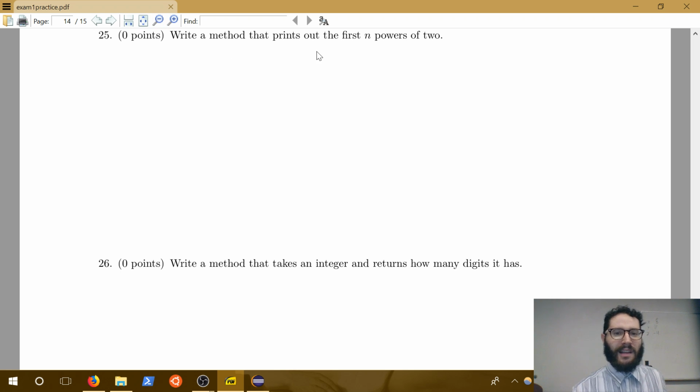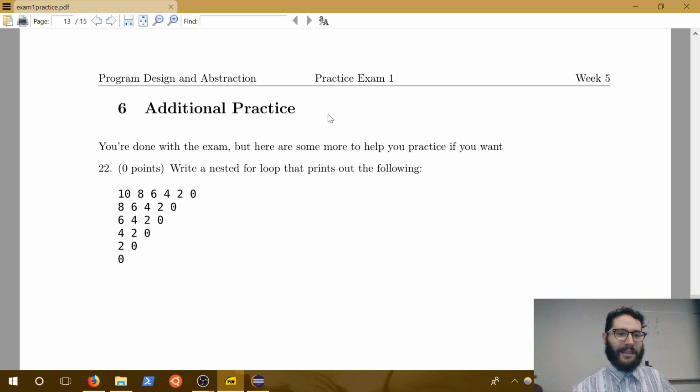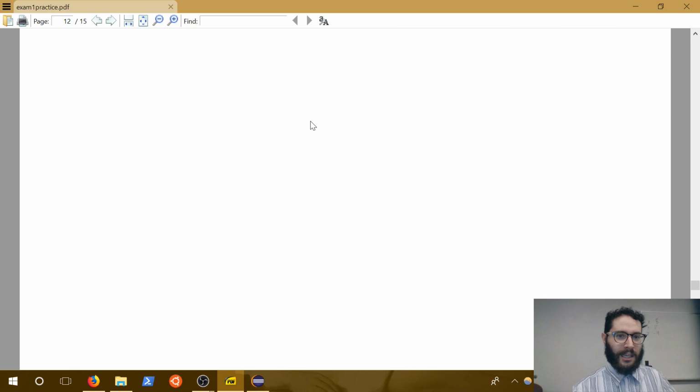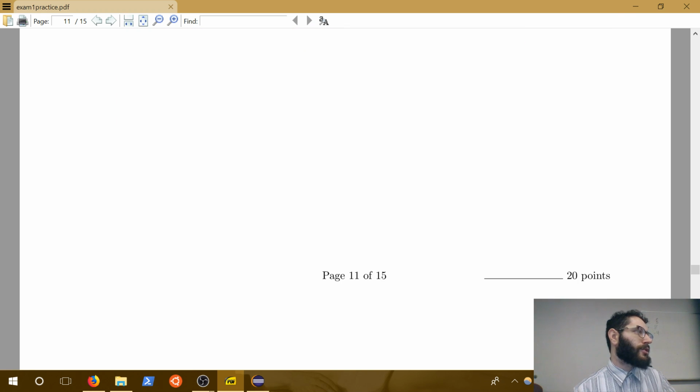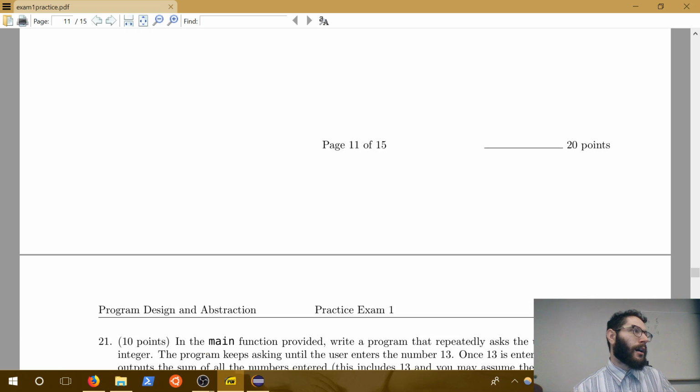So write a method that prints out the first n powers of 2. This is a question from a previous exam that I've done, so that's actually a good question. Printing out the first n powers of 2. That's a lot like this one over here, where we're printing out the sum of the first n multiples of n. But instead here, instead of doing multiples, we would just be doing the power of 2. We would be doing math.pow 2 to the ith power.